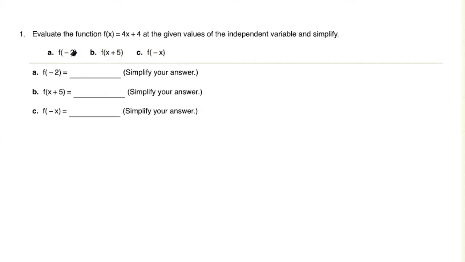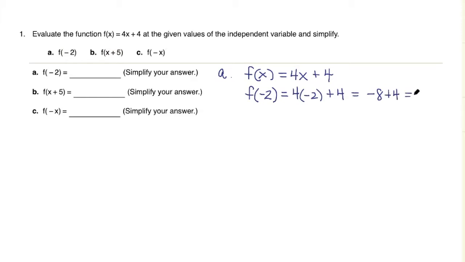Well, to evaluate f of -2, for part A, I'm going to come right over here. If our rule is that each input corresponds to an output of 4 times the input plus 4, and my input is -2, notice I'm substituting the -2 for the x. I do the same thing on the right-hand side. And then I do the arithmetic, and I will arrive at an answer of -4. And that's as simplified as that is going to get.